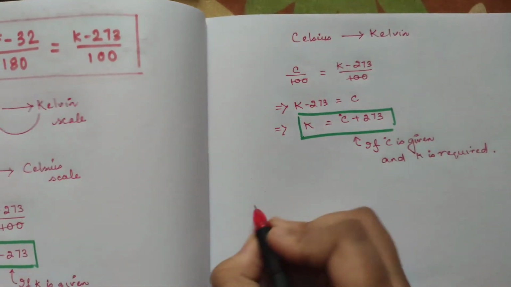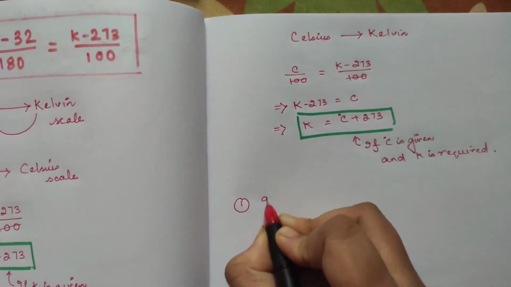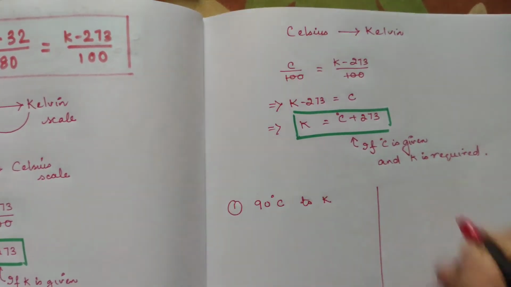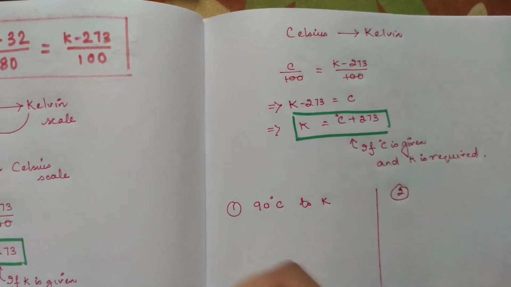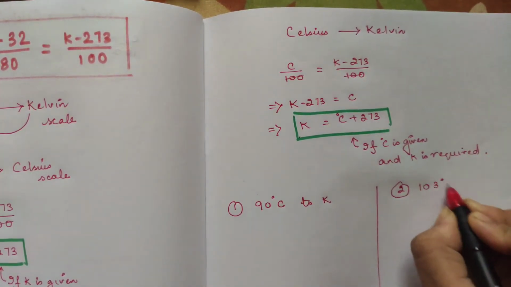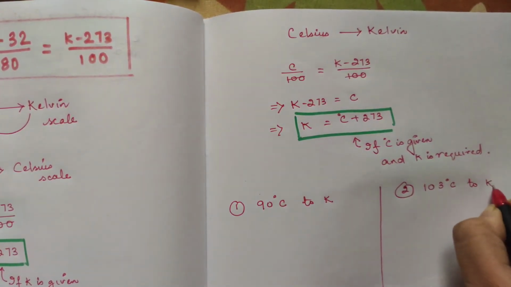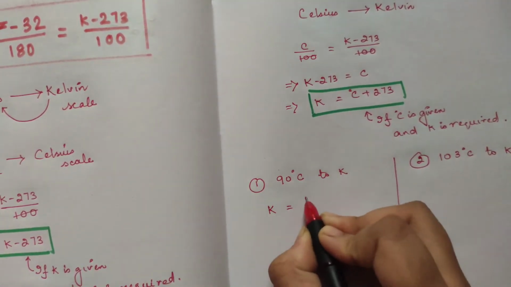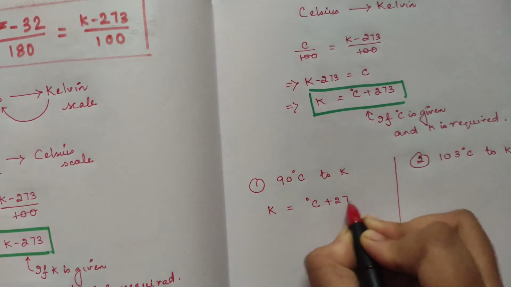So first I'll start with Kelvin over here only. Number 1, 90 degrees centigrade to K. Number 2, 103 degrees centigrade to K. Okay. We'll put the formula. K equals degree C plus 273.